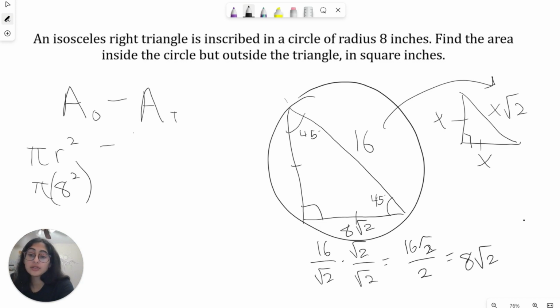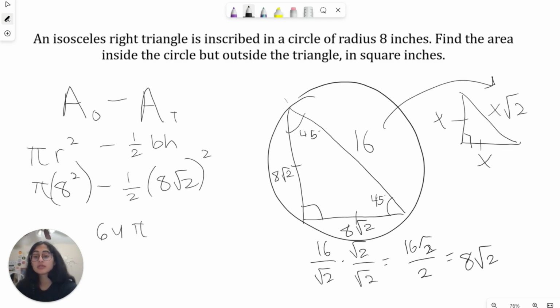The area of a triangle is 1/2 base times height, and we know the base and the height because they're actually the same thing. Our base is right here, 8 square root 2. Our altitude or height is whatever is perpendicular to that, the highest point. So this is perpendicular right here, and our height is also 8 square root 2. So this ends up being 1/2 times 8 square root 2 for the base times 8 square root 2 for the height, or we can just write that as 8 square root 2 squared. So this ends up being 64 pi minus 1/2 times 8 square root 2 squared.